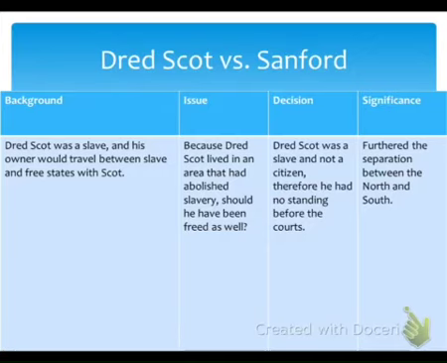Therefore, he had no standing before the courts. The courts, in fact, said that he was a piece of property, and property cannot speak in a court. So his case was not allowed. And the significance is it furthered the separation between the North and the South.